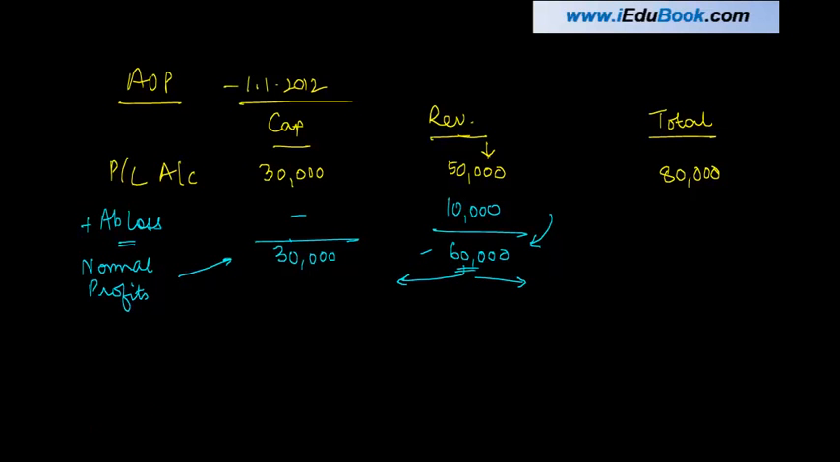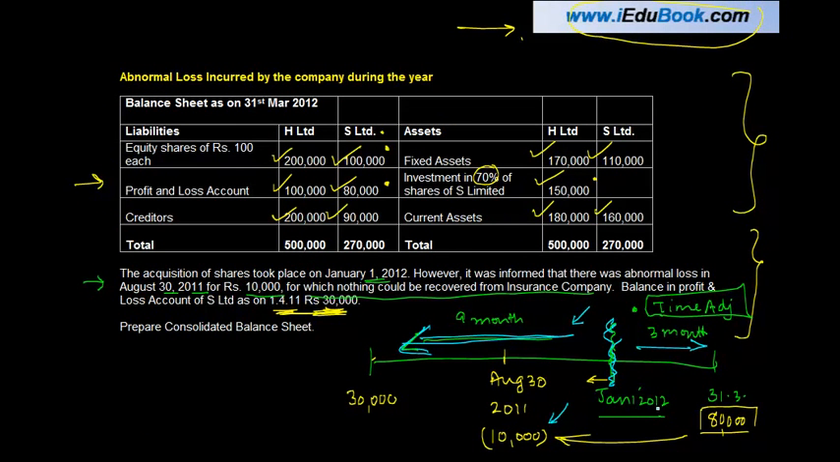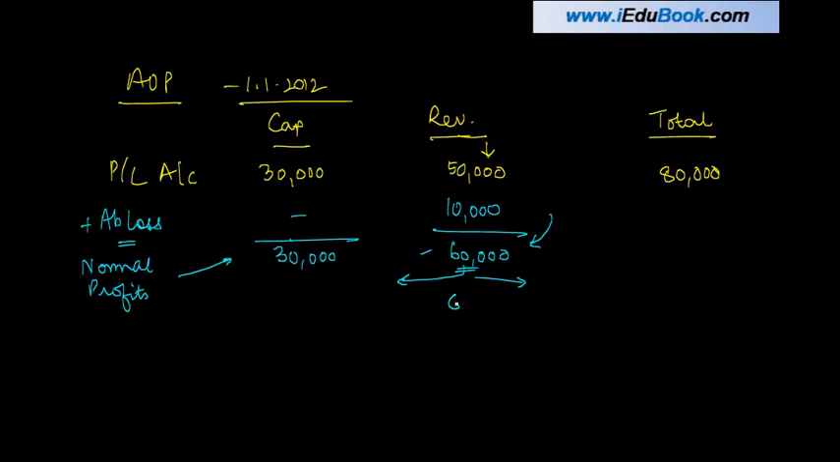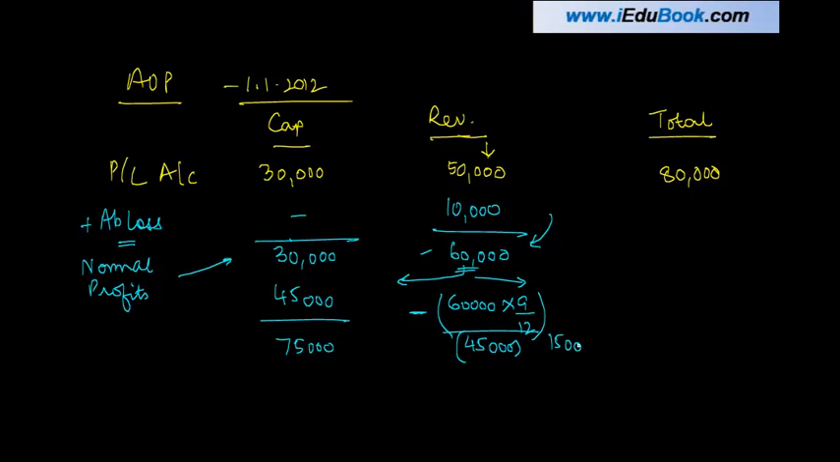How much is the pre period? Pre period is up to January 1, 2012, 9 months, and this is 3 months. So out of the 60,000, I multiply it by 9 divided by 12 and I subtract this number from here. This is 45,000. And I add 45,000 to the pre-acquisition profit. 75,000 and this is 15,000. 60 minus 45. Now, in any case, I have incurred this abnormal loss, so it has to be reduced because my actual profits are not 75 plus 15.